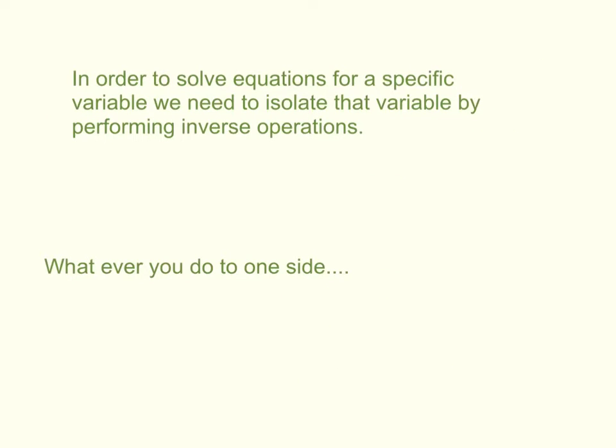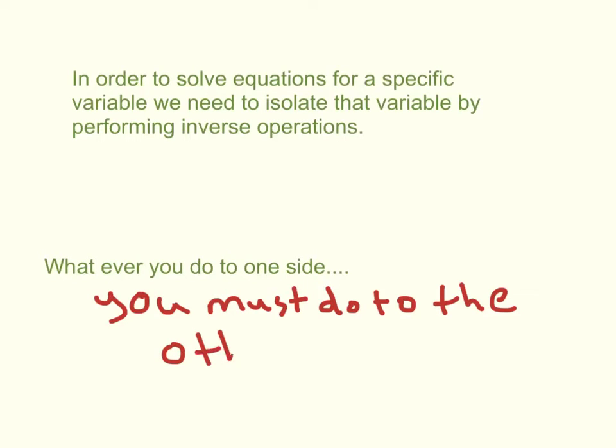In order to solve equations for a specific variable, we need to isolate that variable by performing inverse operations. So whatever you do to one side of the equation, you must do to the other side. By doing this, you keep the equations balanced. When you see an equal sign, you need to think that we're talking about balancing what's on either side of that equal sign. That's why we have to perform the same operations on both sides.